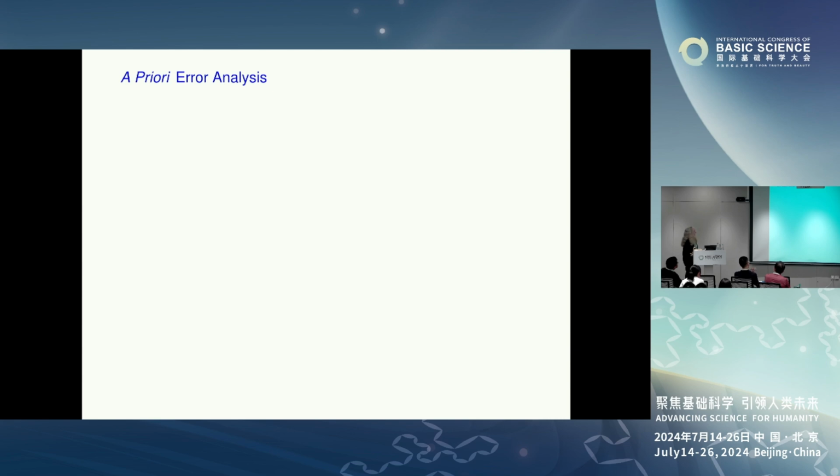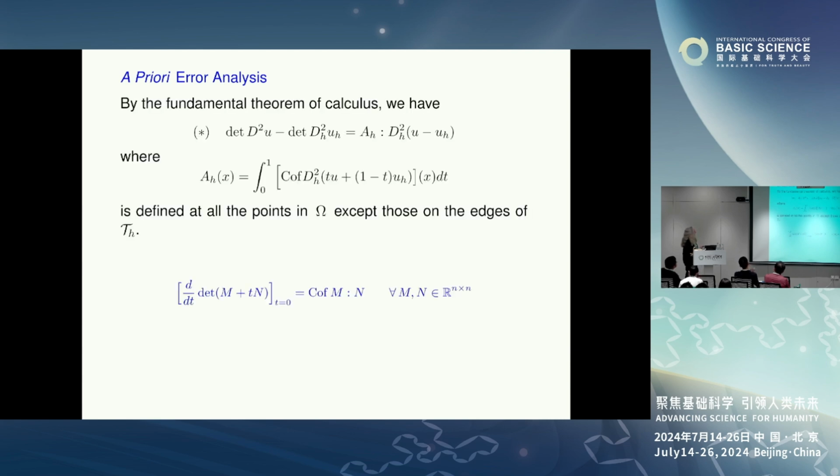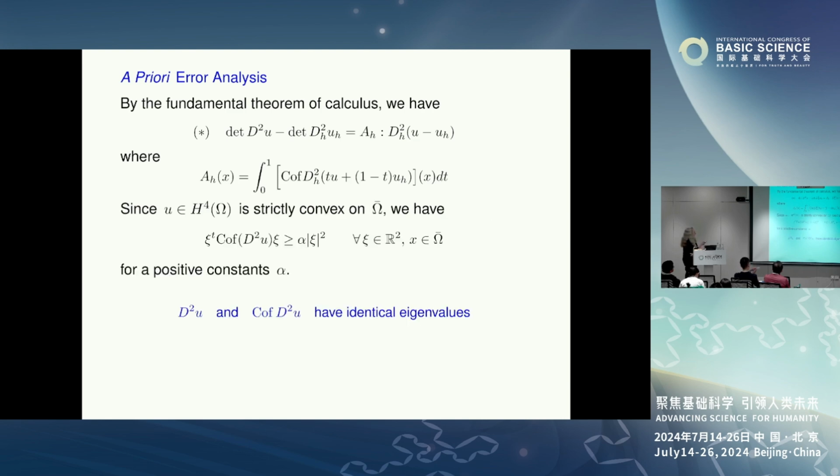So let me sketch the a priori error analysis. By the fundamental theorem of calculus, we have this equation where AHX is defined at all the points in omega except those at the edges of our triangulation. Since U is strictly convex, we have this estimate for all vectors C in R2 and at all x in the closure of omega.